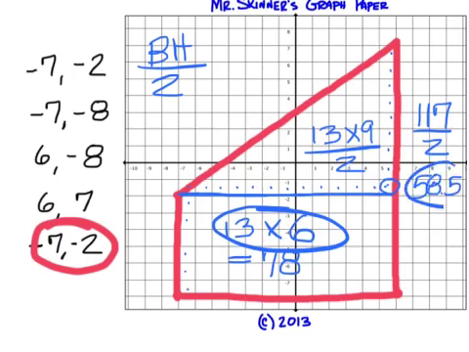So we found the area for this one and this one. What do I have to do with those to find the area of the whole figure? Add them together. So you have 58.5 plus 78. Your final answer should be 136.5.